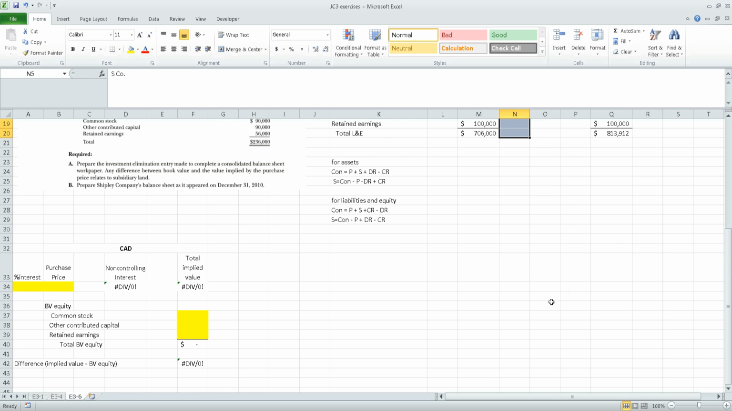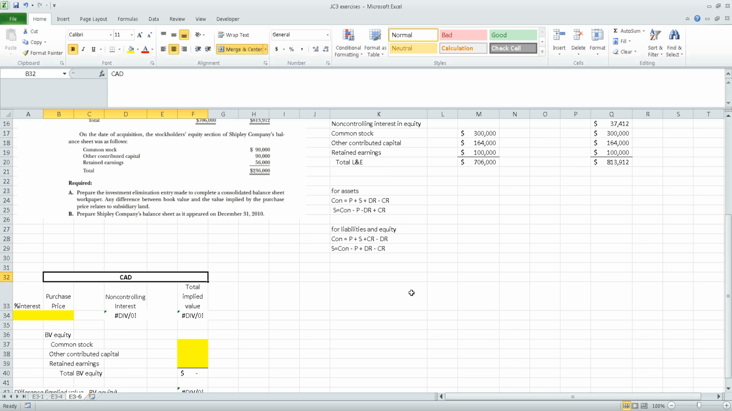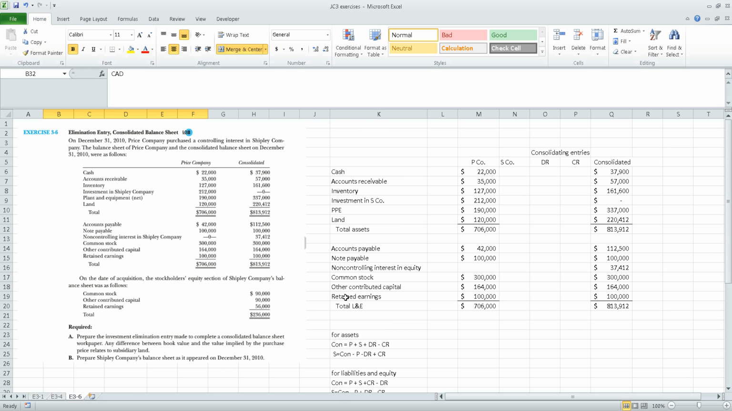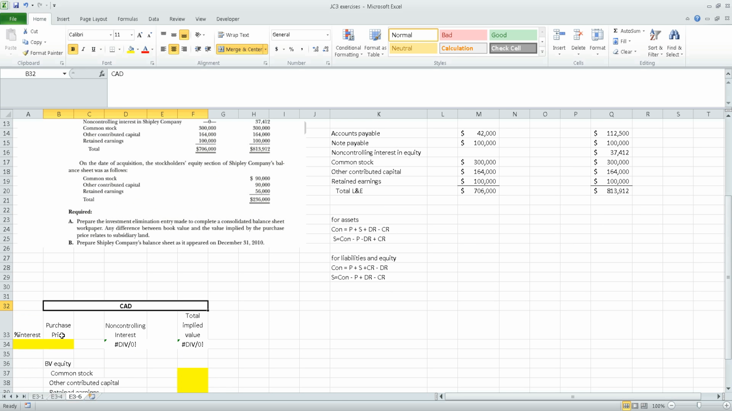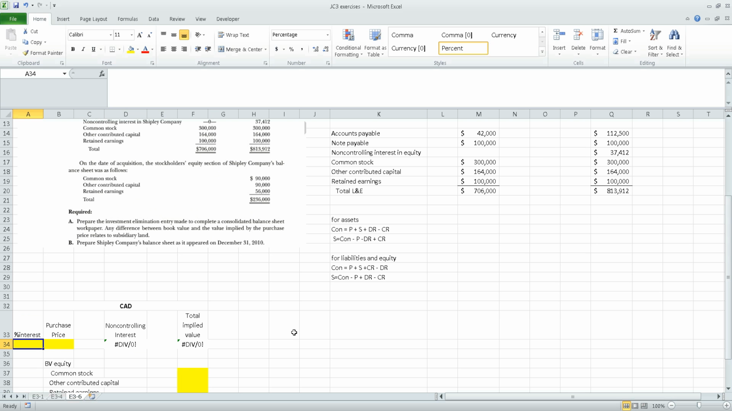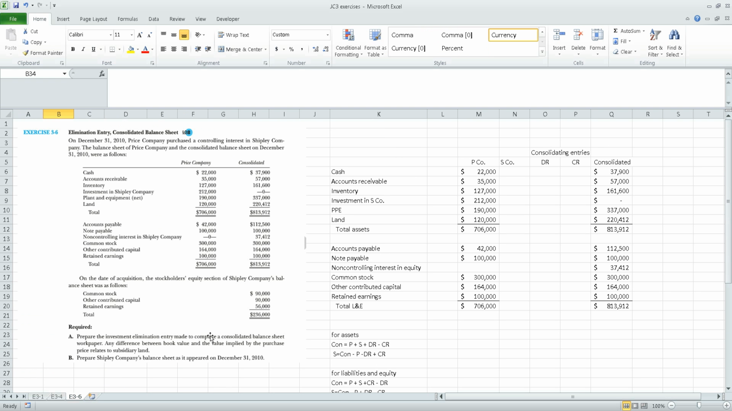So to do that, we're going to have to fill out our CAD schedule. That should be our starting point. So let's see what we know from the CAD schedule. We don't know the percentage interest that was acquired. We're not told that. We're not told what the purchase price is, but we can infer what the purchase price is by inspecting the balance in the investment account.